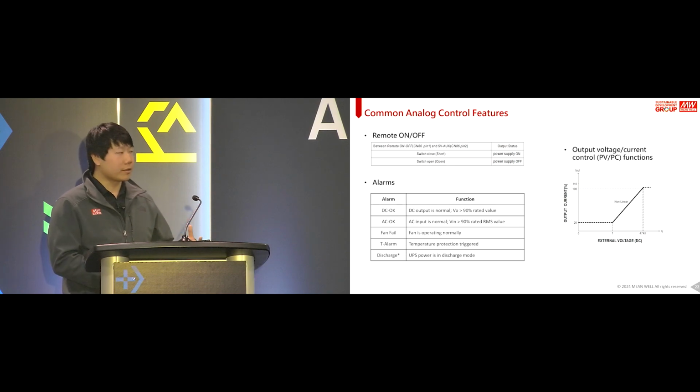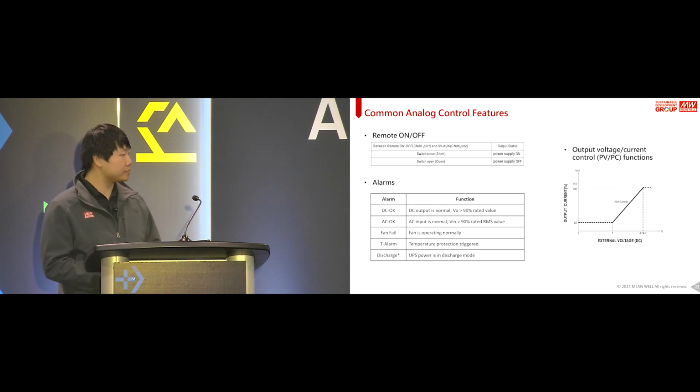So my recommendation for you, if you are designing devices that require constant cycling of power, cutting power to your devices or to certain components, instead of turning the AC power on and off to cut the power, it's a much better practice to implement some form of remote on-off to turn off the DC side, the output side of the power supply.